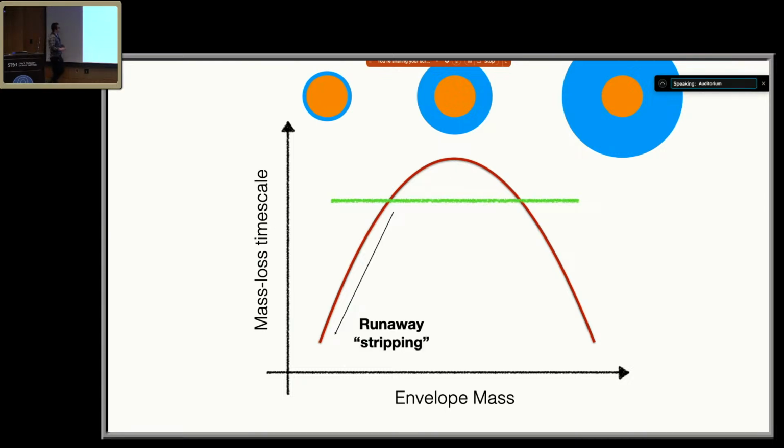So if your mass loss timescale is less than this, then you're unstable to mass loss. And if you start off over here, right, you can undergo runaway stripping. But if you start off here, you start losing mass. You're moving in this direction along the x-axis, but your mass loss timescale gets longer and longer and longer, and you can evaporate up to safety.